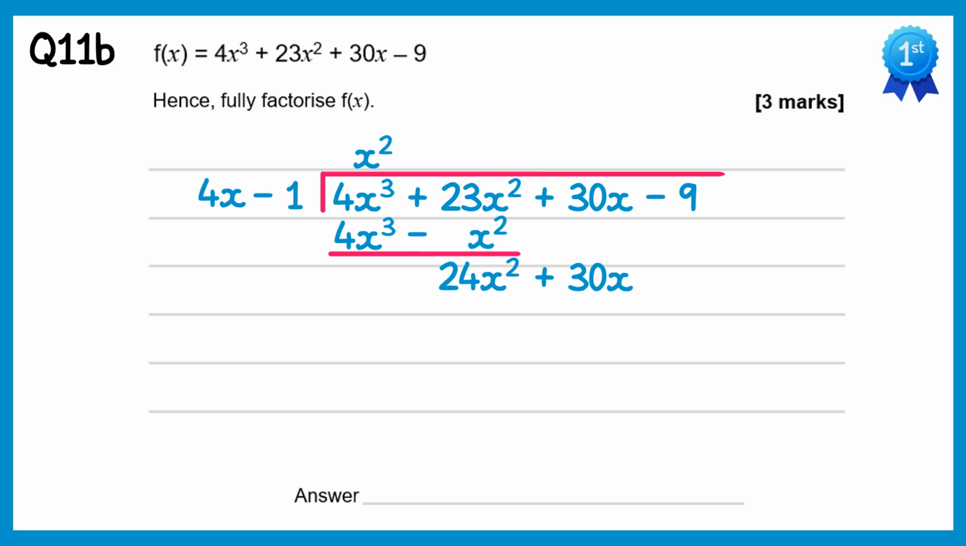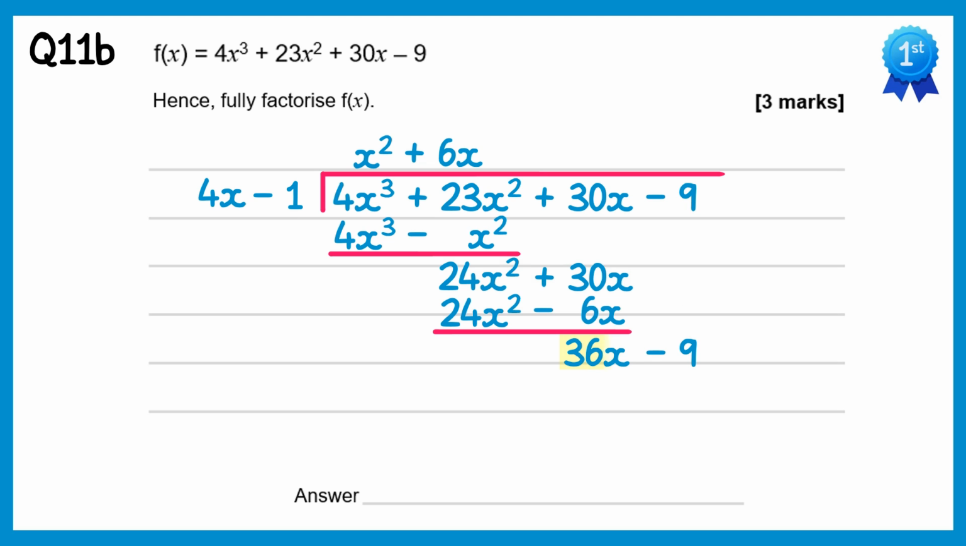And we can just repeat the exact same process again, so now we're trying to get 24x squared using this 4x. Well, this time we multiply it by a positive 6x. We then multiply this positive 6x back by the 4x minus 1. 6x times 4x is 24x squared, and 6x times negative 1 is negative 6x. And then we subtract these terms here. The 24x squareds will cancel. 30x take away negative 6x. Again, we're taking away a negative, so we need to add it. So that's 36x, and we drop this negative 9 down.